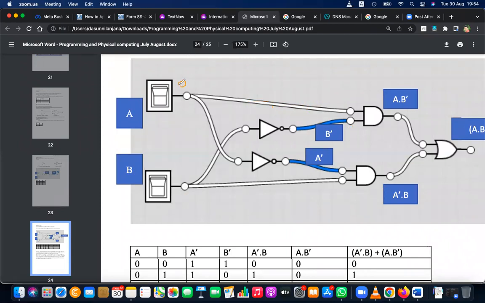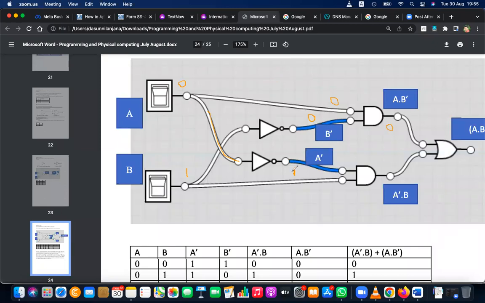Okay, A is 0, B is 1. Now tell me what is A not. A not is 1, because 0 will be inverted. This 1 will go through this wire inverted and B not will become 0. If both are 0, what will the AND gate output? If both are 0, the AND gate will output 0, right? So don't tell wrong answers.